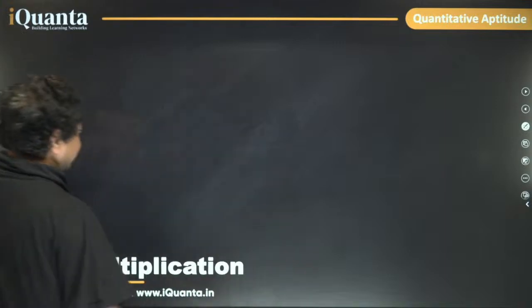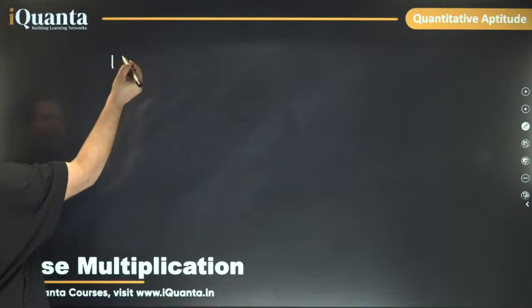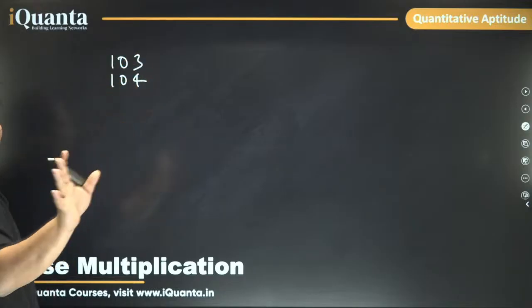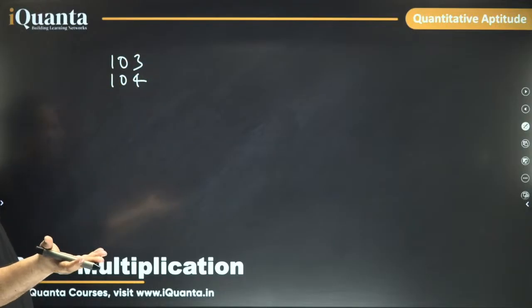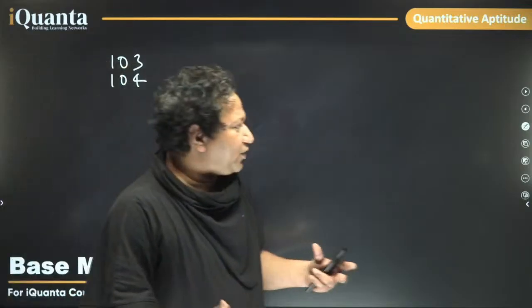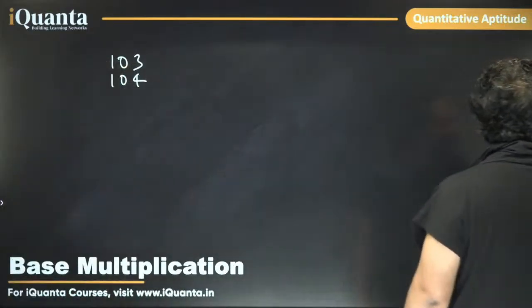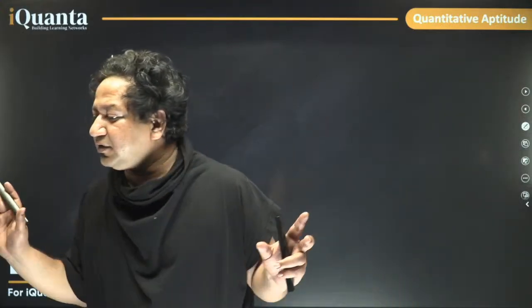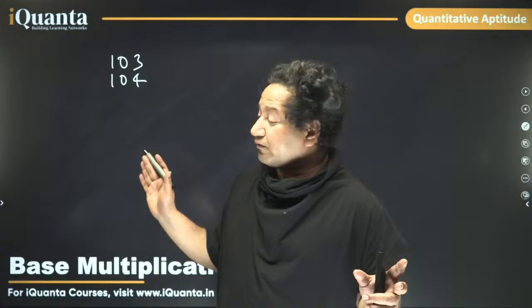So, let me try to multiply 103 and 104. Now I won't use that Africa technique. It can be used, there's no problem, but now let us make it more universal. So for that, what is the base? Whenever you have two numbers which are in the same base.